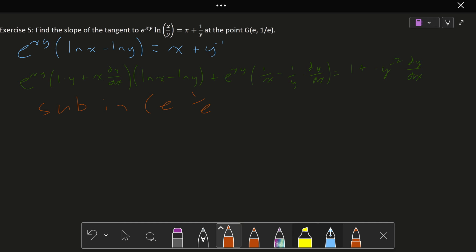I'm going to sub that point in for x and y. I'm going to pause this because there's a little bit of writing and I don't need to say much, so I'm going to pause it, come back.